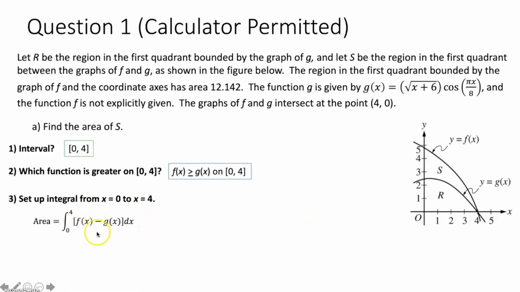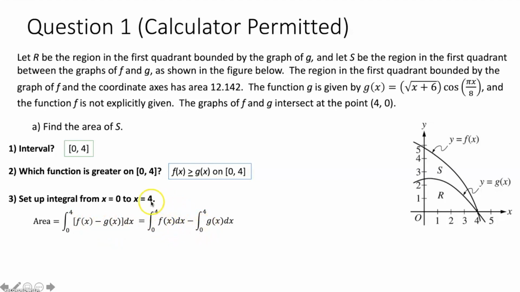Now to evaluate this, we're going to have to integrate each term separately. The reason is because they don't give us the function f of x. They tell us what g of x is equal to, but they don't tell us what f of x is equal to. So we can't just find the antiderivative and use the fundamental theorem of calculus to evaluate it. Instead, we have to integrate each term separately like we do over here.